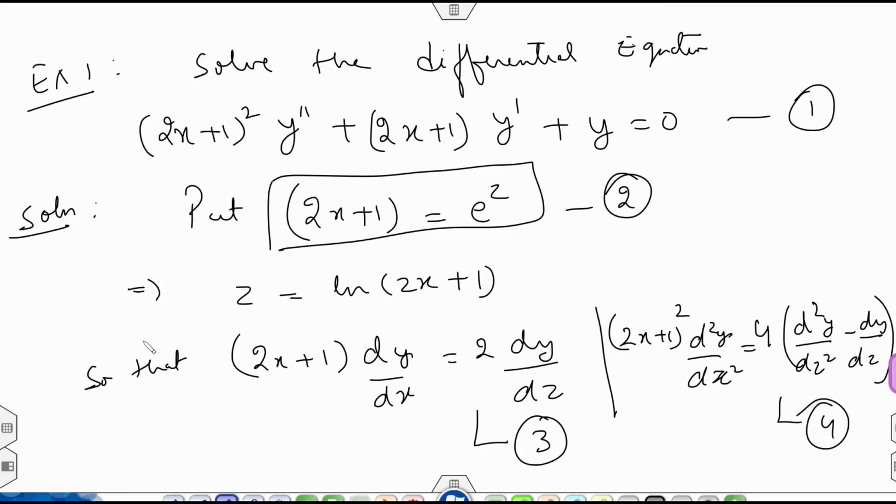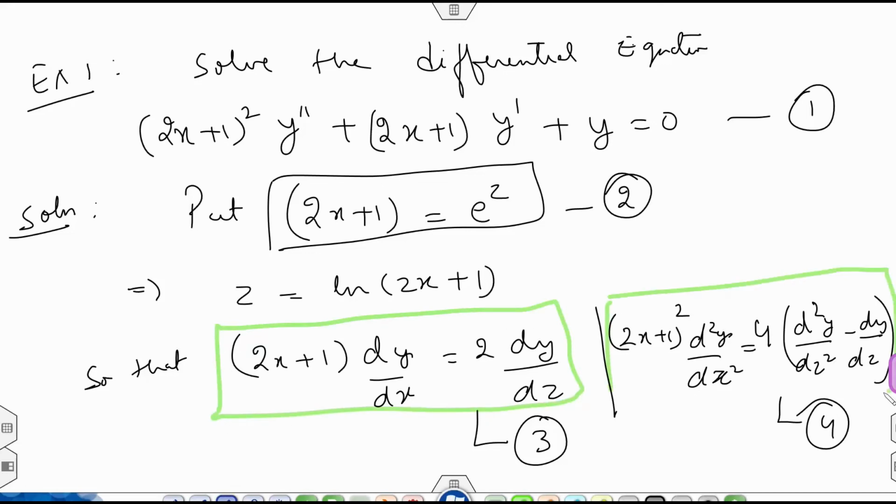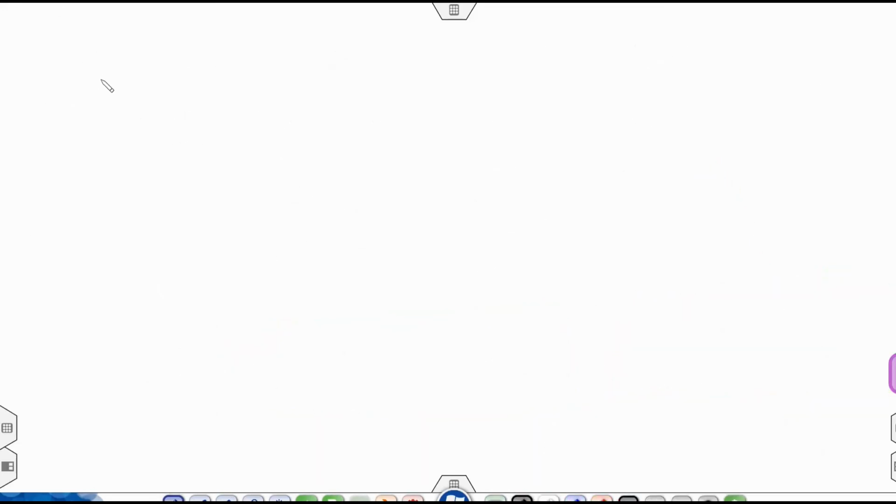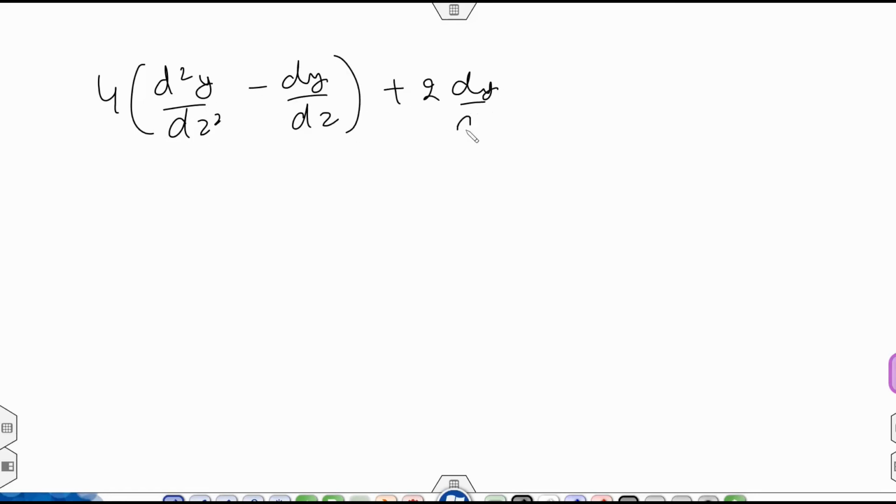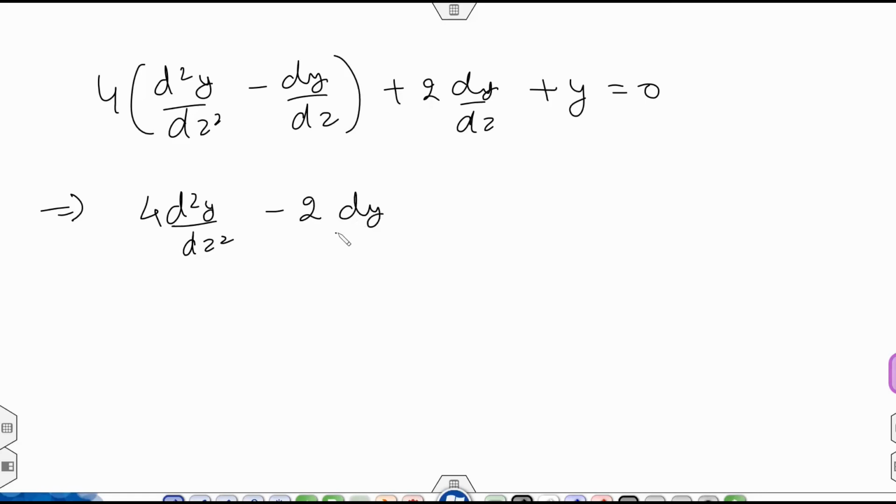So I'll apply equation number 3 and equation number 4 in equation number 1. So what will I get? I'll get 4 d²y/dz² minus dy/dz plus 2 dy/dz plus y equal to 0, and this implies 4 d²y/dz² minus 2 dy/dz plus y equal to 0. So now you can see that our question is converted into a question with constant coefficients from a question with variable coefficients.